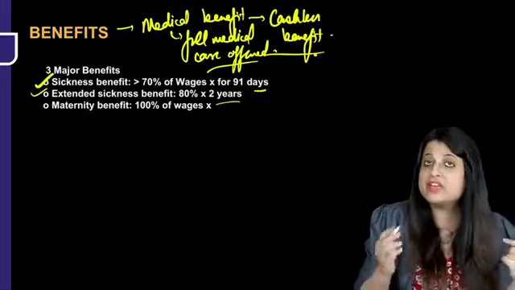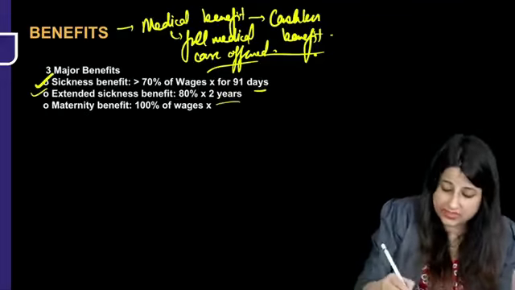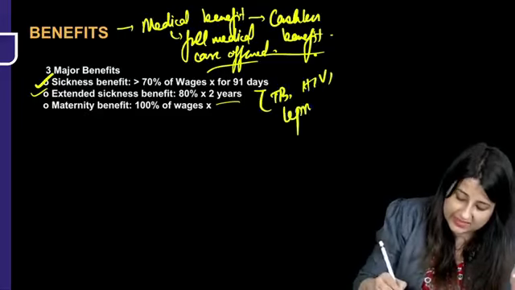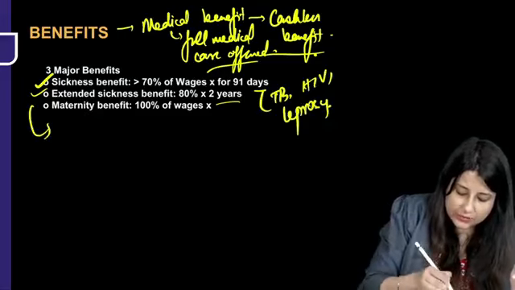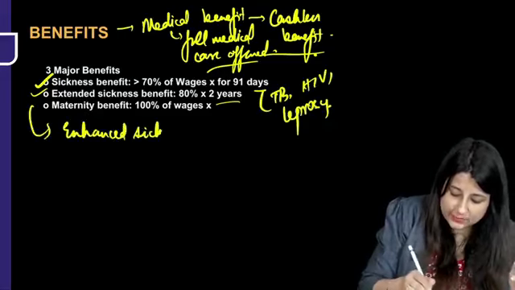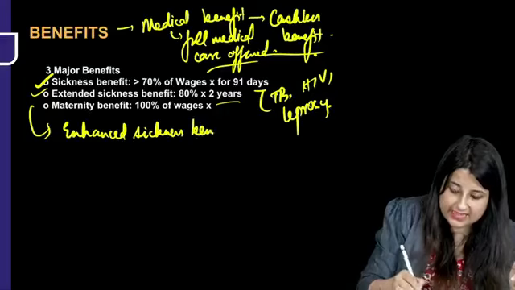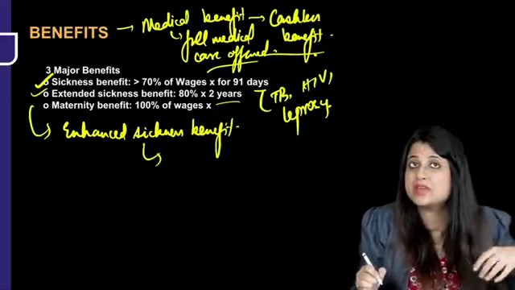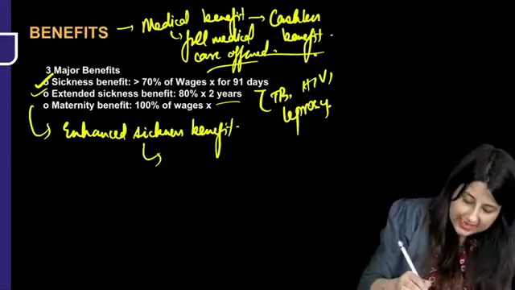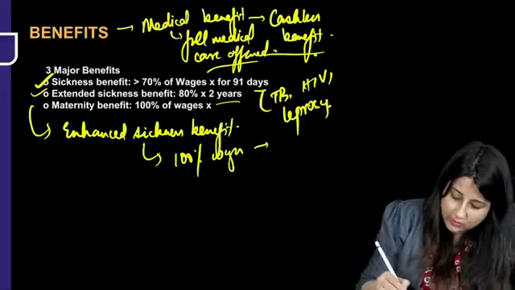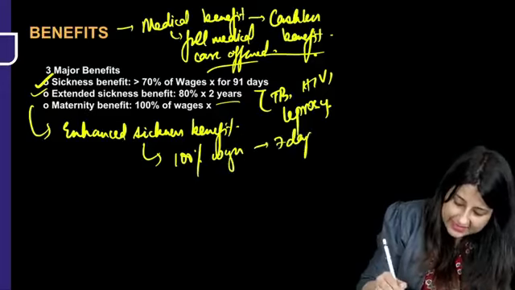Extended sickness benefit at 80% of wages for 2 years, particularly for diseases like TB, HIV and leprosy. This can come. Here I would like to mention one more which could be asked, enhanced sickness benefit. So what is enhanced sickness benefit? Enhanced sickness benefit is at 100% wages for 7 days.